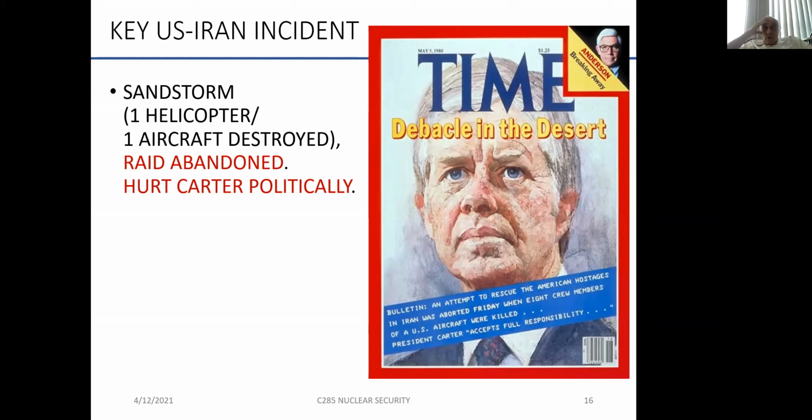By the way, the economy was not doing well either. There was a lot of inflation and the economy was very sluggish. So the double whammy of the failure in Iran and the sluggish economy doomed President Carter's reelection chances.